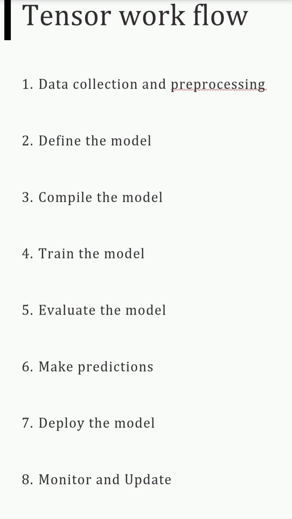Next, define the model. Here we will decide whether to use a pre-built model or create a custom one. After choosing, we will build the model using TensorFlow APIs like tf.keras.Sequential or the functional API to define the layers and architecture of the neural network. These TensorFlow APIs we will see in further videos.